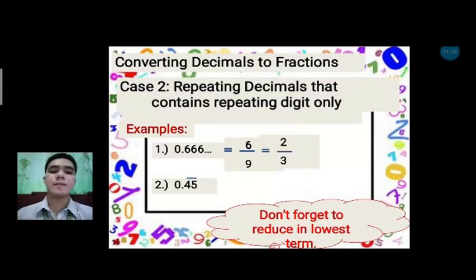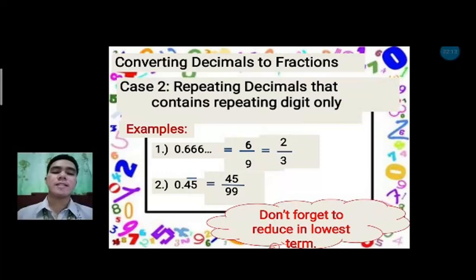How about 0.45? As you can see, the vinculum is above 45. So the repeating digits are 45. That will be our numerator. How many repeating digits? We have 2. Therefore, we have 2 nines. That is 99. So 45 over 99.